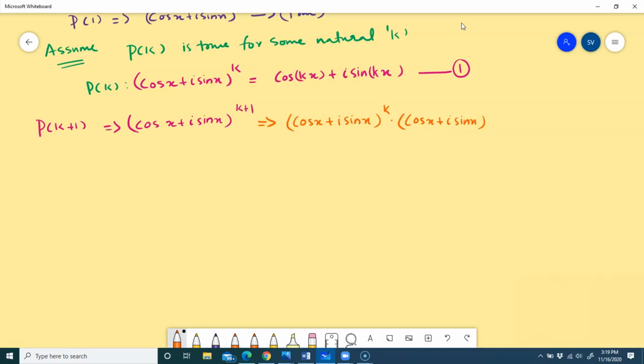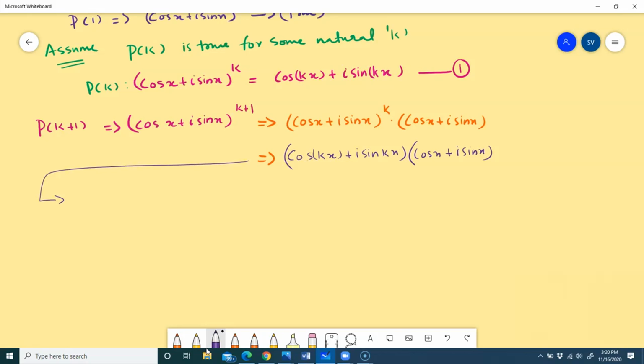Okay, and we know that cos x plus i sin x, from equation 1, is cos kx plus i sin kx times cos x plus i sin x. Okay, now just multiply it. So what will be the result? I'm writing from here.